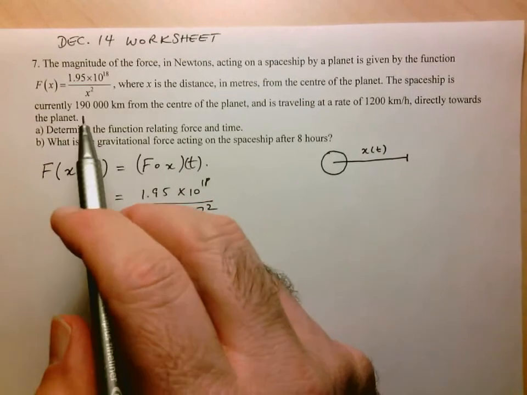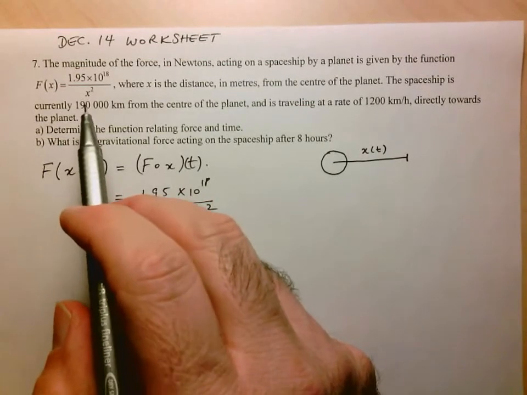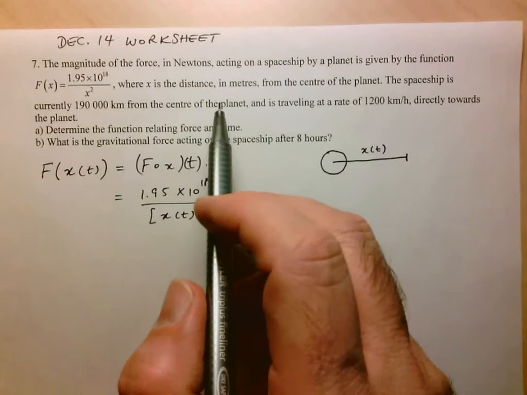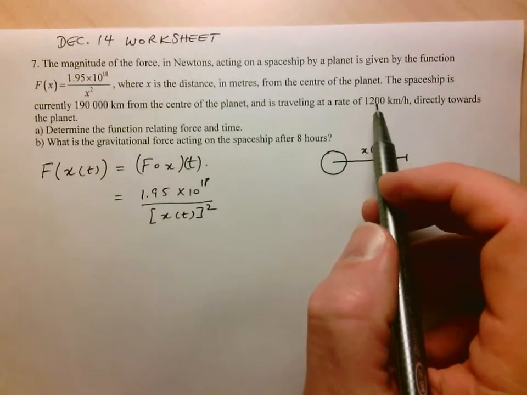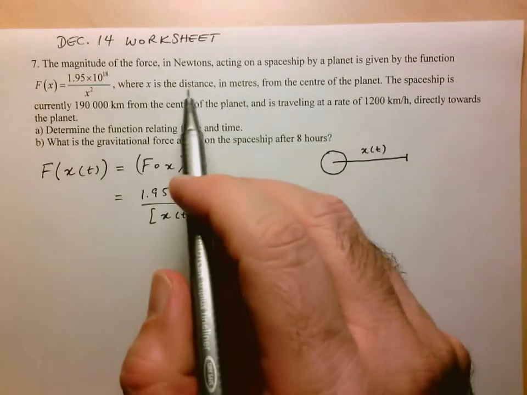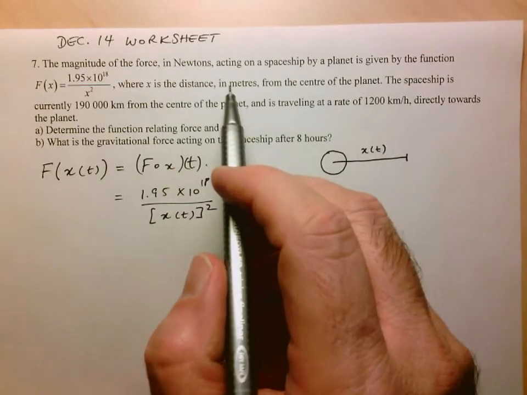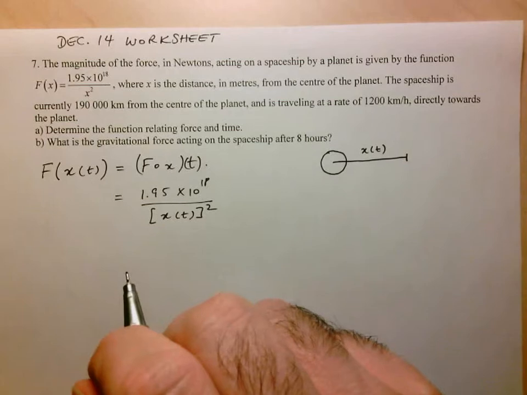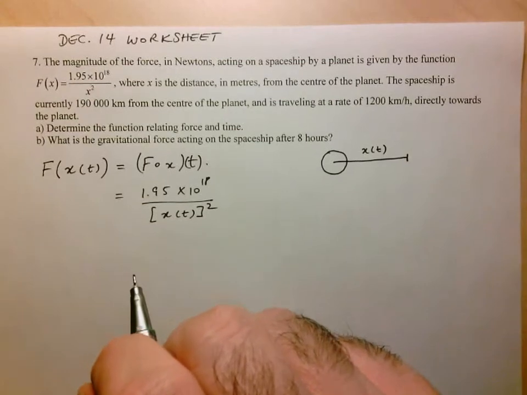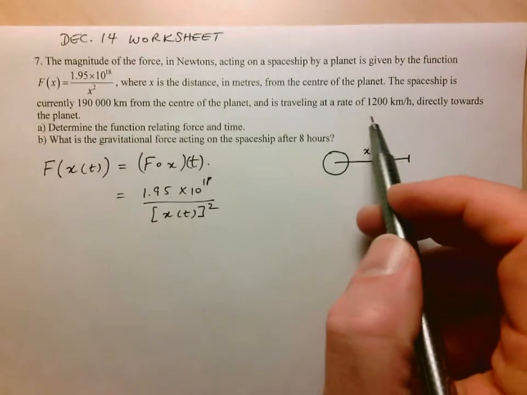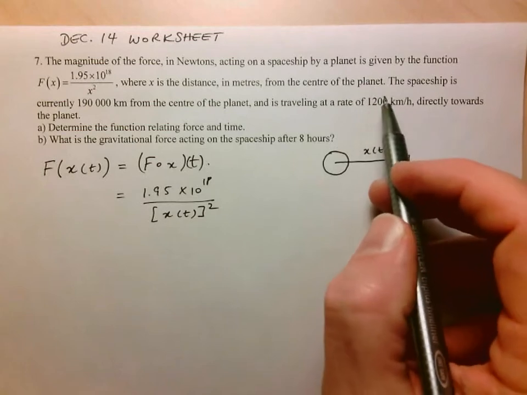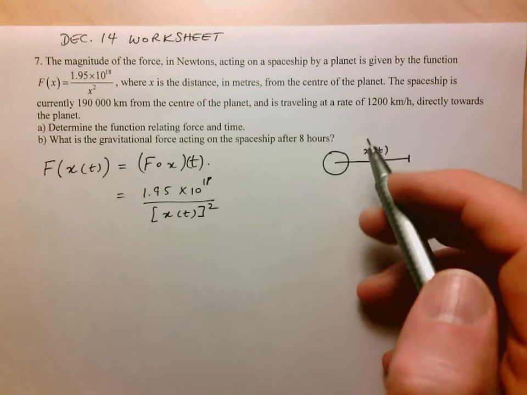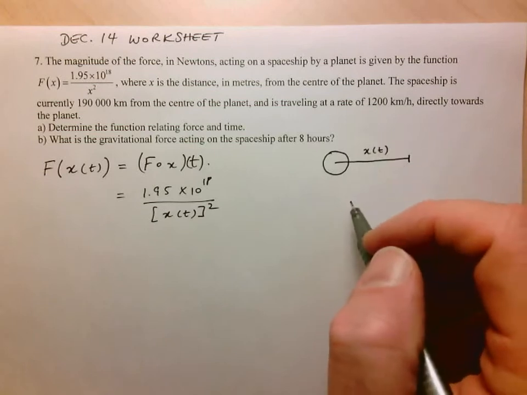And they tell us that at this point, it's at 190,000 kilometers from the center of the planet and traveling at a rate of 1,200 kilometers per hour. The first thing I noticed, by the way, is that we had distance in meters here, and now we've got kilometers, so we're going to have to take that into account. But they're not giving us the rate at any particular moment of time, so I think we can assume that this rate is constant, and that means that x of t is going to be a linear function.